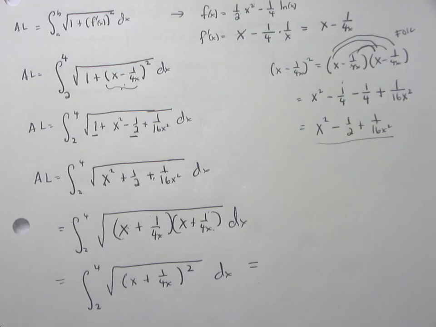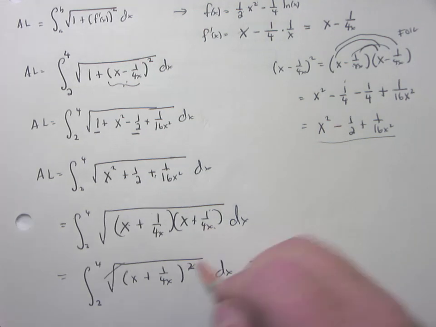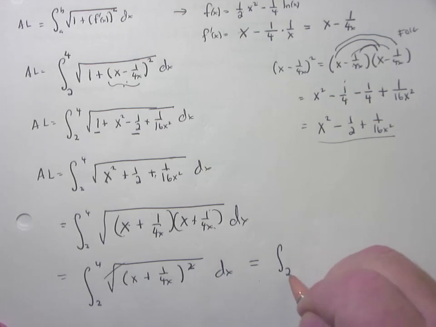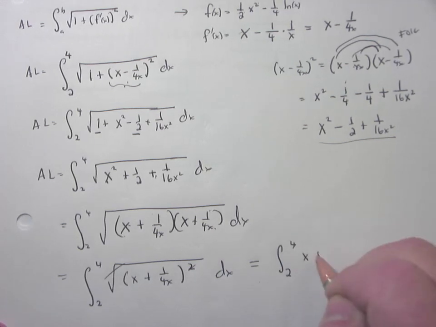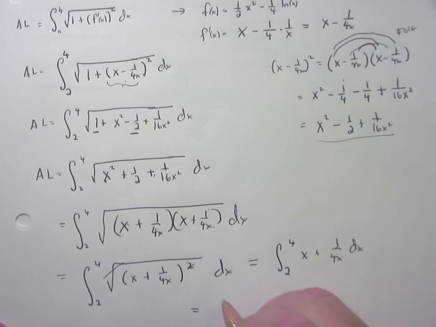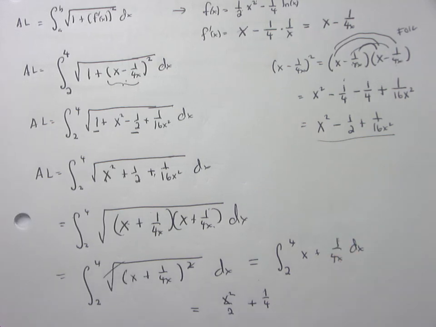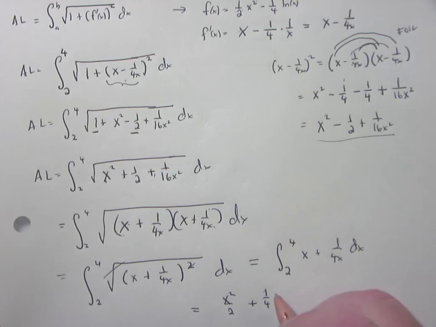And now, what happens to the square and the square root in this mathematically magical problem? They cancel, and it turns into something you can actually integrate by hand. The integral from 2 to 4 of x plus 1 over 4x dx. So integrating it, the integral of x is x squared over 2, plus 1/4 is a constant, leave it as 1/4. What is the integral of 1 over x? That one you're supposed to know. What's the integral of 1 over x? Natural log, officially absolute value of x, evaluated from your bounds 2 to 4.